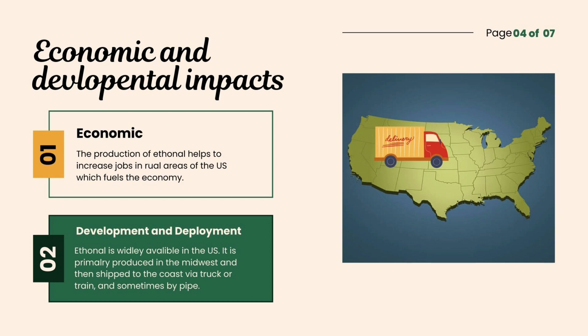Now I'm going to go over economic and developmental impacts. So some economic impacts ethanol has is it helps create job opportunities in rural areas where employment opportunities are needed. And then developmental and deployment impacts: ethanol is widely available in the US, though it is made in the Midwest. The US ships it to the coast where it is more predominantly used. And 90% of ethanol is transported by truck or train, and the other 10% by pipeline.